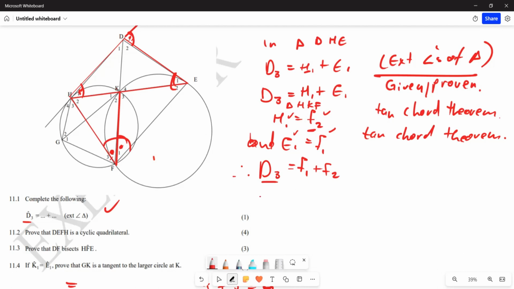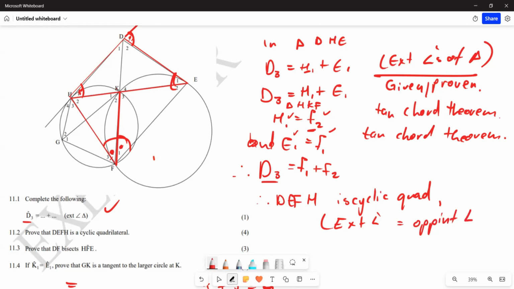So which means now we are going to conclude that DEFH is our cyclic quad, right? Why is this going to be your cyclic quad? This is because of your exterior angle, which is going to be equal to the opposite interior angle altogether. So basically, that's going to be that. Now, you are going to just go straight forward and get your 4 marks from them.